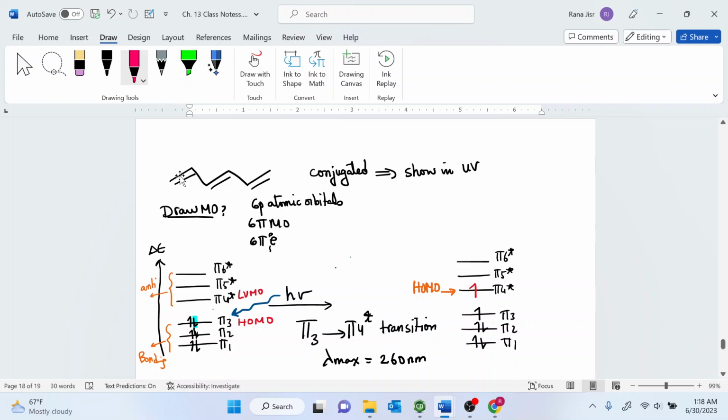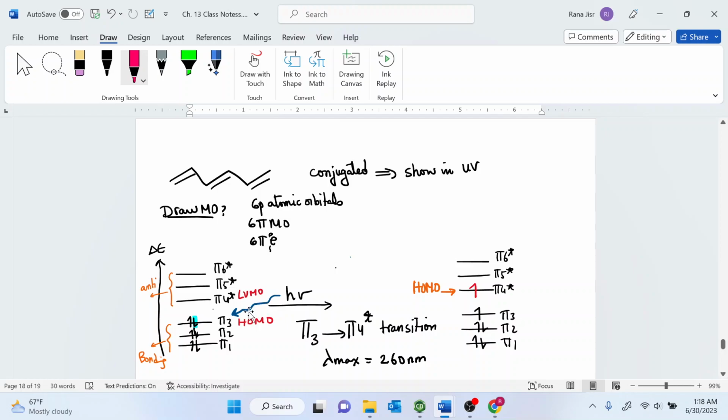You always need to determine the transition. And to determine the transition, you have to draw your molecular orbitals. You start by figuring out how many p atomic orbitals you have. This is equivalent to the number of pi molecular orbitals, and then you count your electrons. Every double bond is 2 electrons. So here you have 6 electrons. You have 6 p atomic orbitals, and you divide them in half. So 3 are going to be bonding, 3 are going to be anti-bonding, and then go ahead and fill your molecular orbitals. The highest occupied molecular orbital will be pi 3.